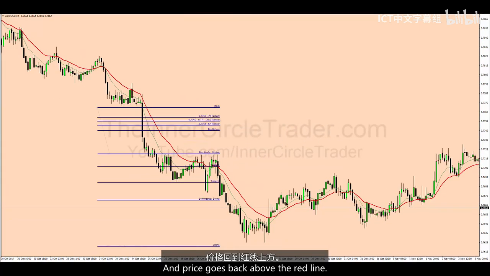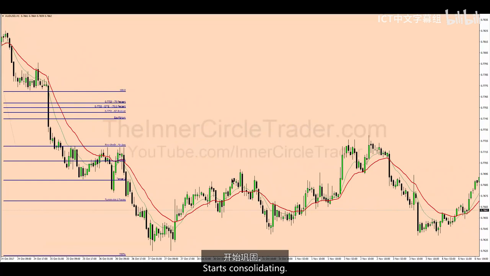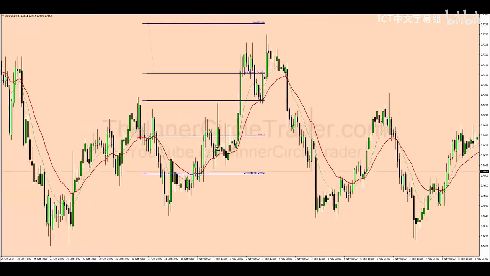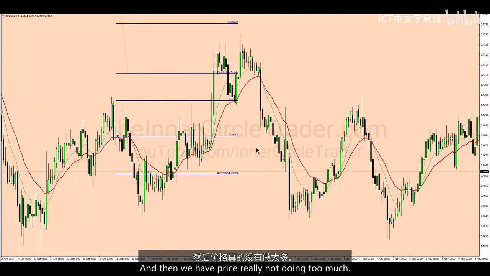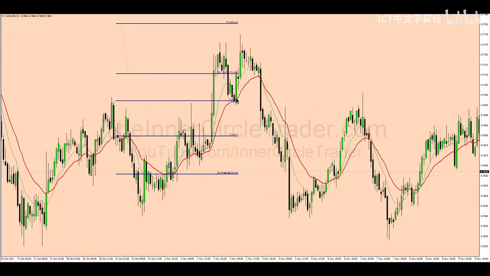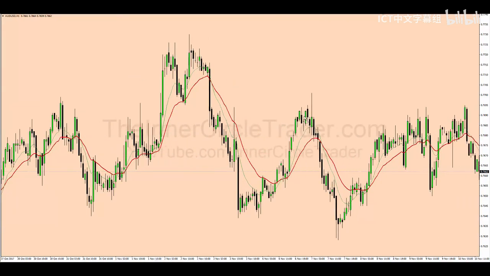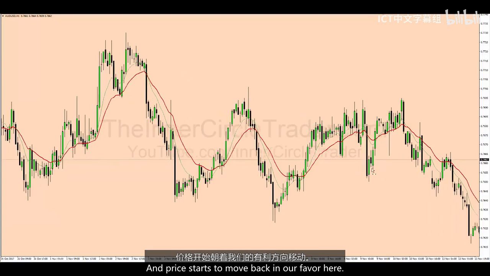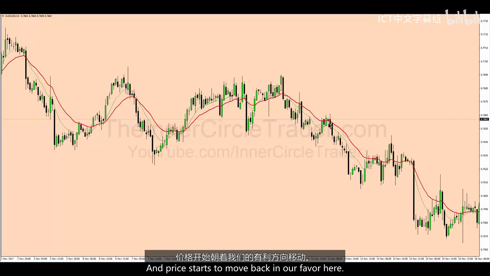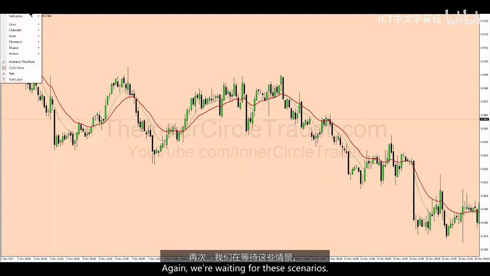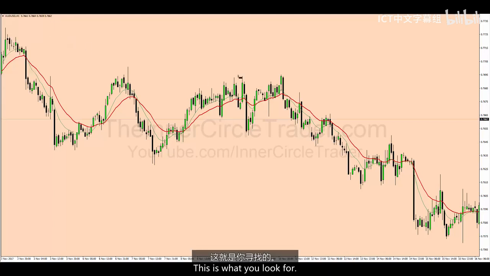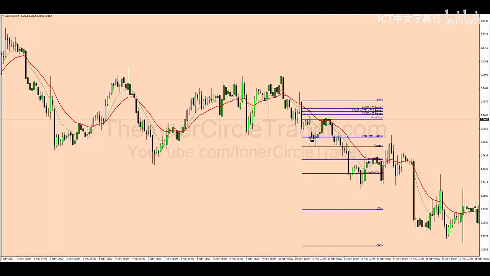And price goes back above the red line, starts consolidating. And then we have price really not doing too much. So I'll take that Fibonacci out so it's clear to see what's going on. And price starts to move back in our favor here. Again, we're waiting for these scenarios. This is what you look for. You wait for these types of setups. And let's put it back right there.